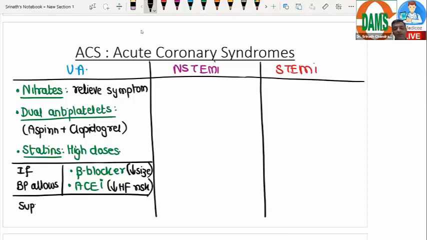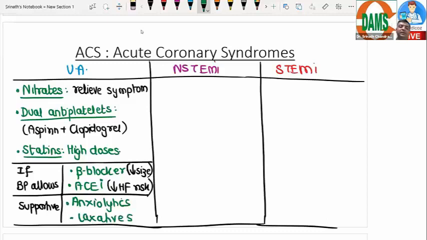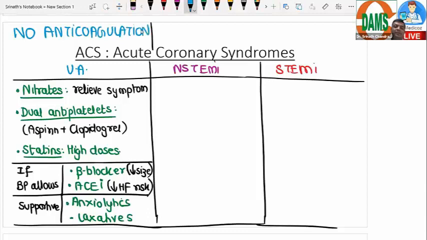And you also give supportive therapy. Supportive therapy includes laxatives and anxiolytics. Anxiolytics and laxatives you want to give the patient of unstable angina. So please remember, in unstable angina, there is no role of anticoagulation because there is no infarction yet. There is no role of anticoagulation.